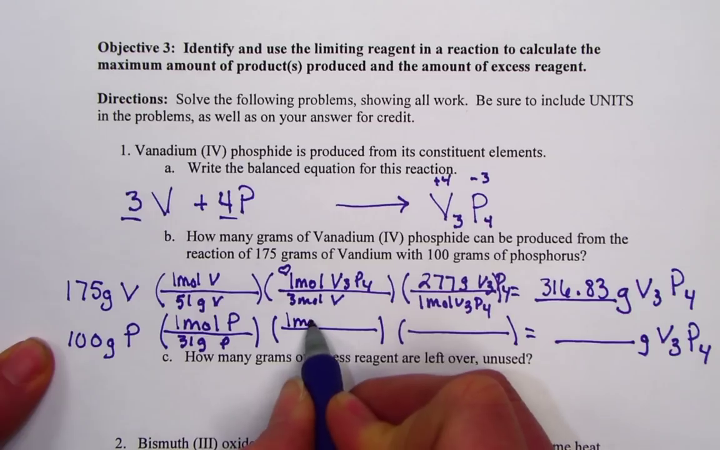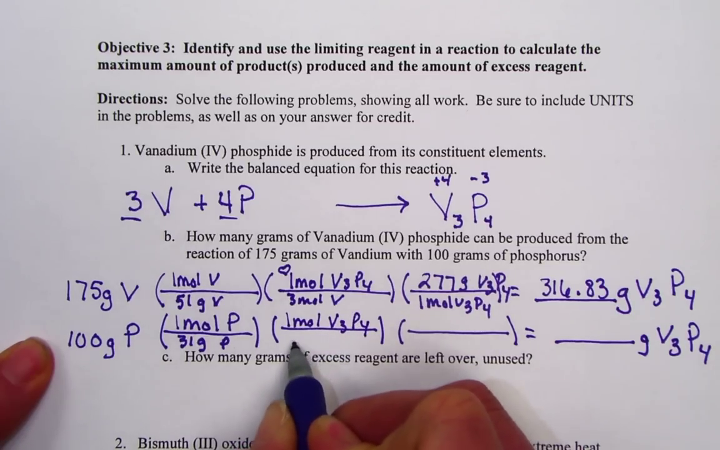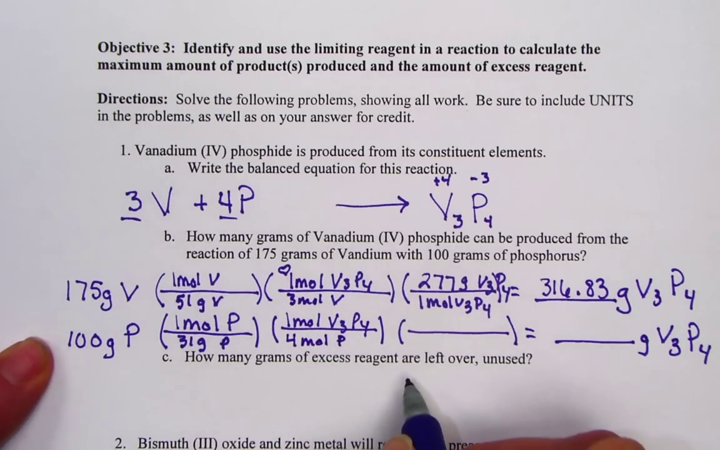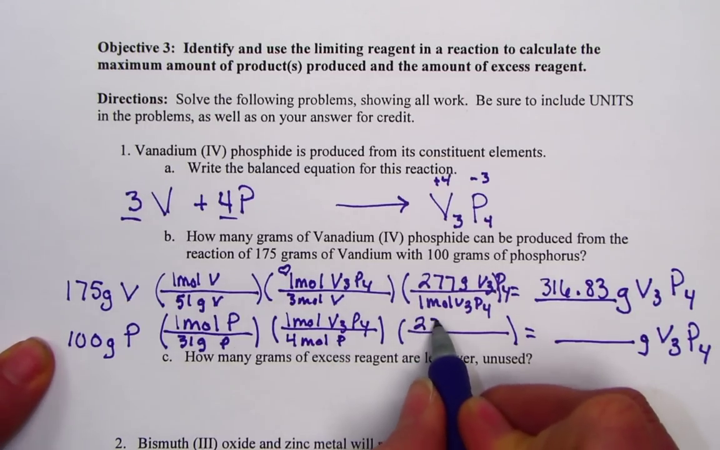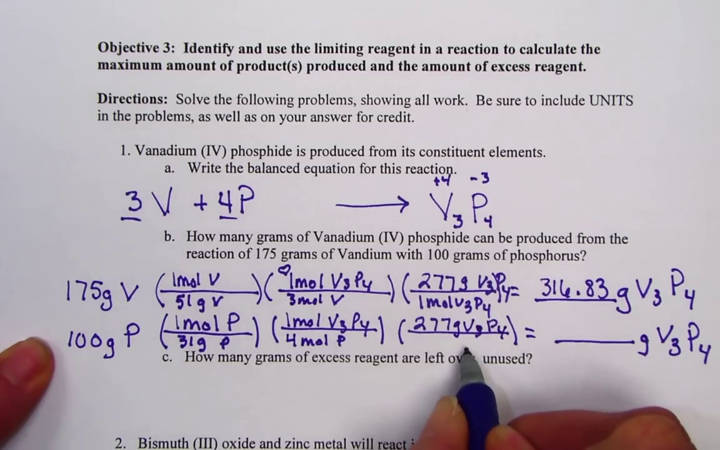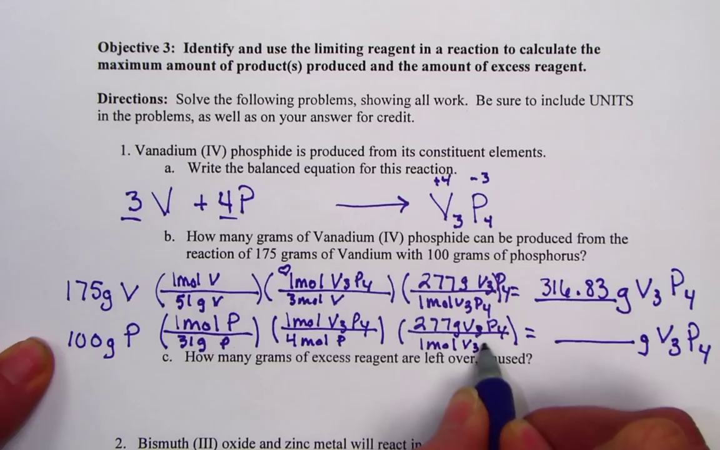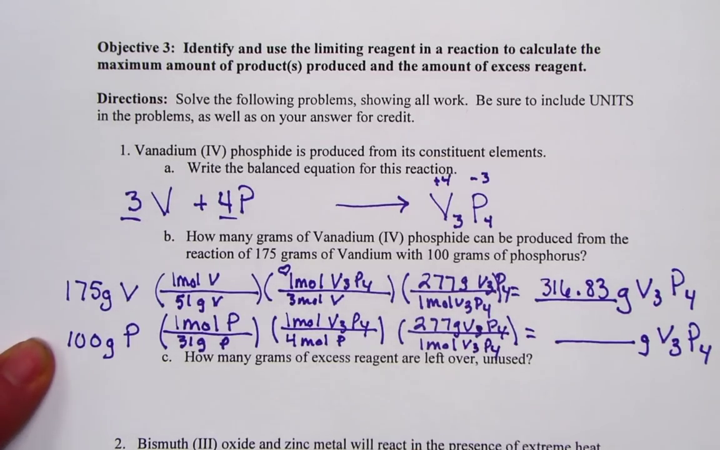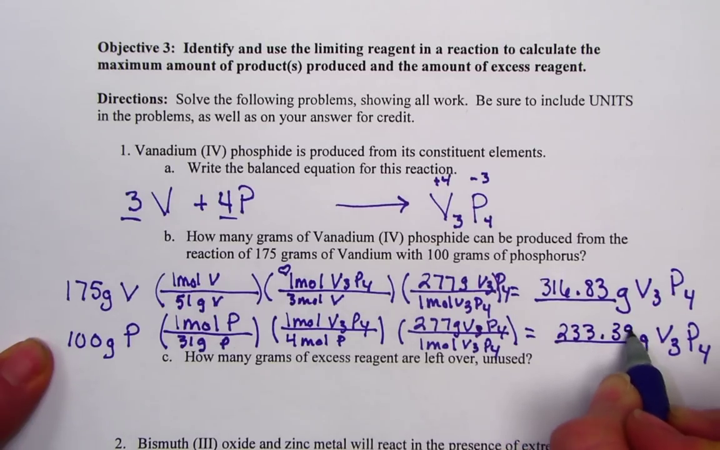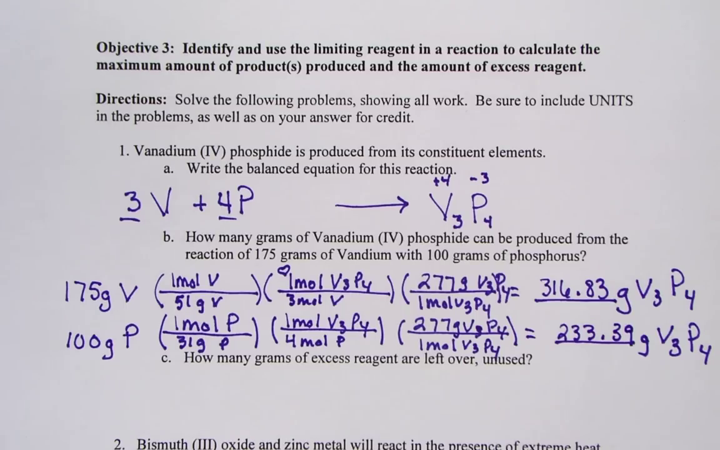We still want the target, 1 mole of V3P4, but this time using the phosphorus coefficient of 4, a 1:4 stoichiometric ratio. We have the same third step conversion using the molar mass we calculated a moment ago, 277 grams in every 1 mole of V3P4. I hit 100 divided by 31 divided by 4 times 277, and I find 233.39 grams of V3P4. We were asked to solve for the maximum yield.